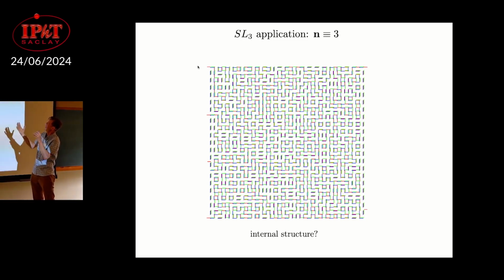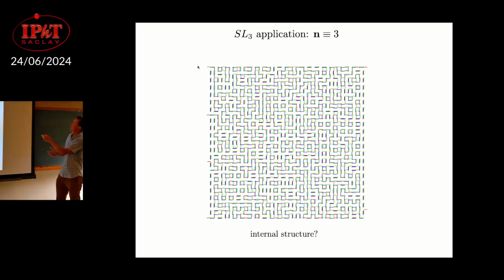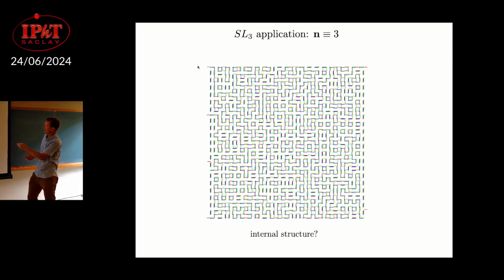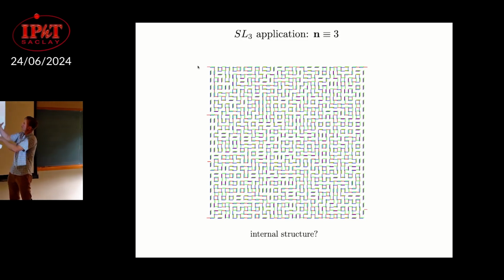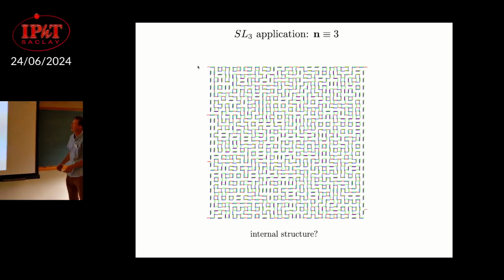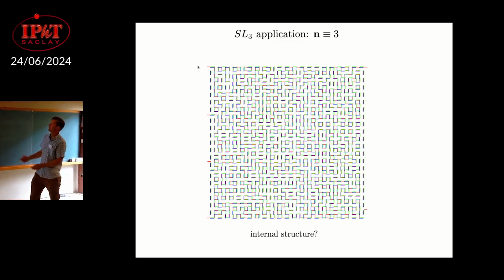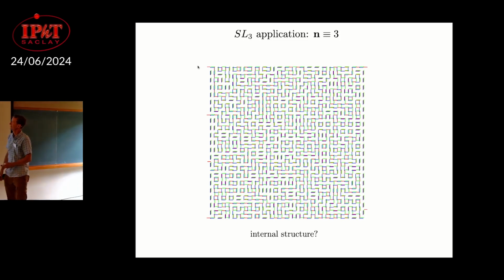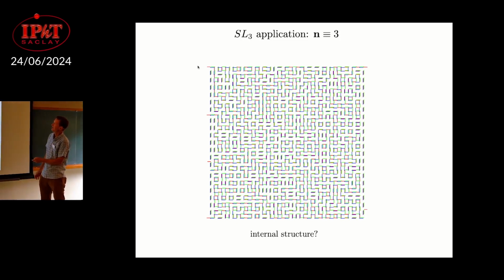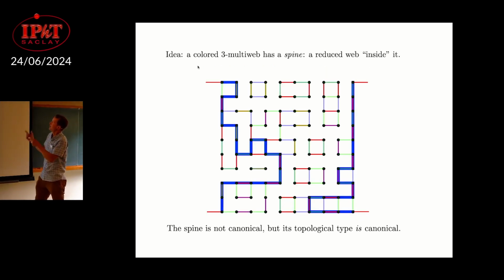What do we do with n equals 3? You take 3 dimer covers, you superimpose them, you don't see any internal structure. What kind of observable should we be looking at? Well, it turns out that there's still some internal structure. Secretly, there's a spine, sort of a spine. If you have a colored 3 multi-web like this, there's something called a reduced web inside it, which somehow connects the boundary points.